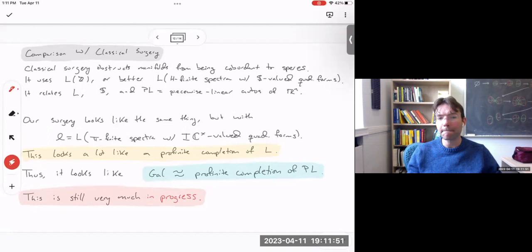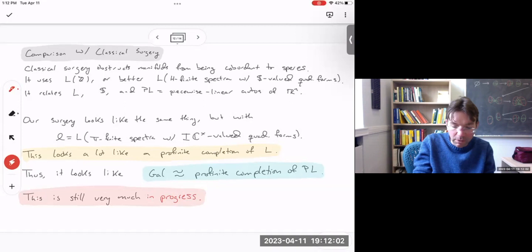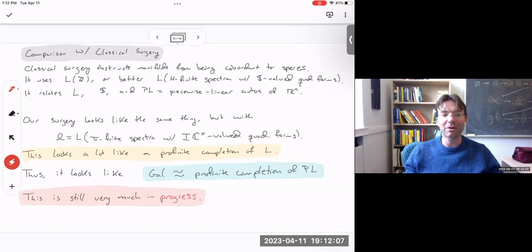And so if you compare the two surgery descriptions, what we think is going on is that our Galois group is basically like a profinite completion of the piecewise linear group. You know that Galois groups are supposed to be profinite. That was one of the things you learned the first time you learned about Galois groups. Galois groups are not actual groups. They're merely profinite groups. And ours, this is what it looks like.